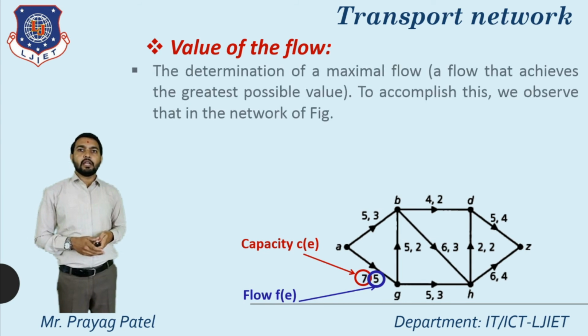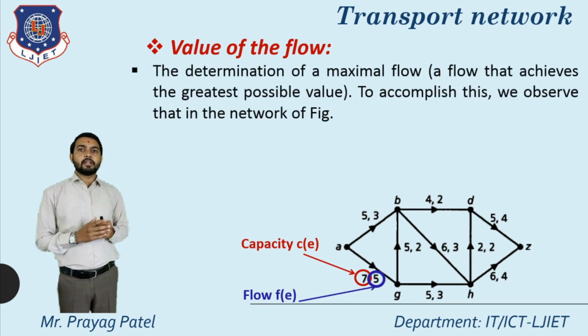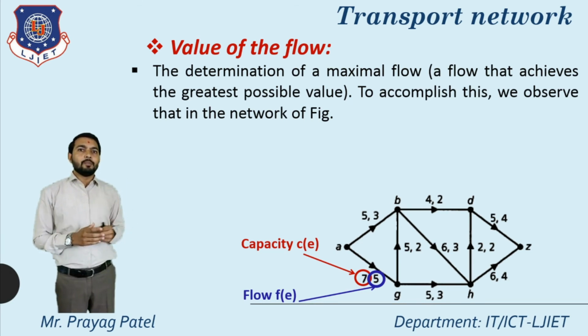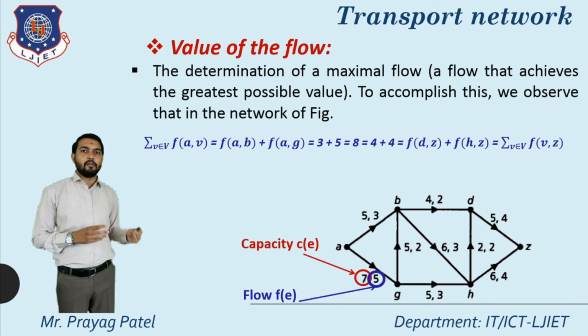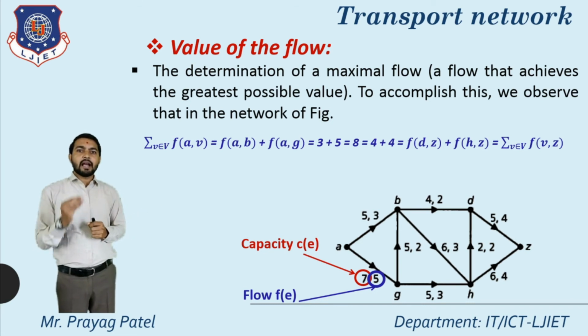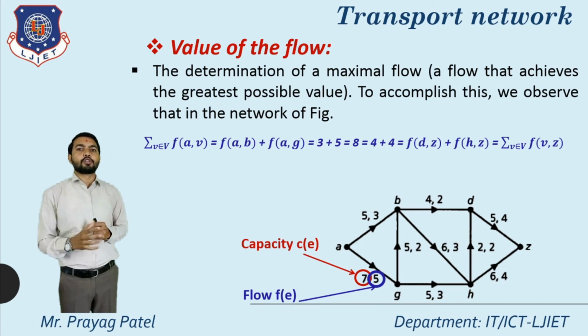Now see here for the next topic, the determination of the maximum flow: a flow that achieves the greatest possible value. To accomplish this, we observe that in the network in this figure, sigma over V belongs to V of F(AV) equal to F(AB) plus F(AG). So we already saw 3 plus 5 equal to 8. Now this is the outgoing value from the source node.